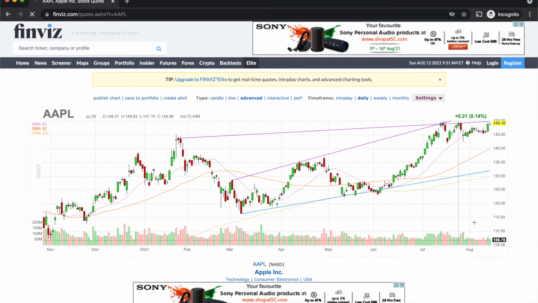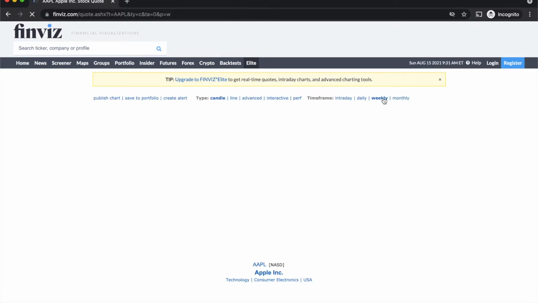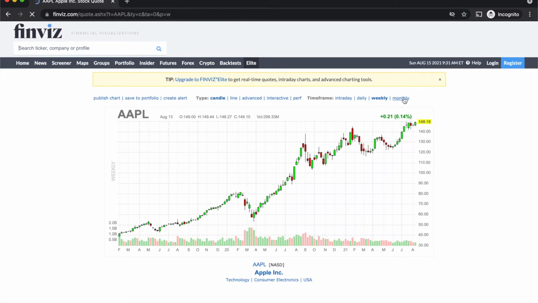By default, the chart being displayed here is of advanced type and it is in a daily time frame. The first thing we are going to see is how to navigate and display charts in multiple time frames. Right now we are seeing a daily chart. I can click on weekly here to see the weekly chart, and I can also click on monthly to see the monthly chart.